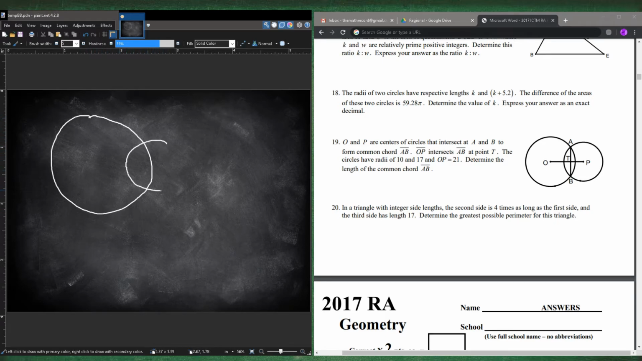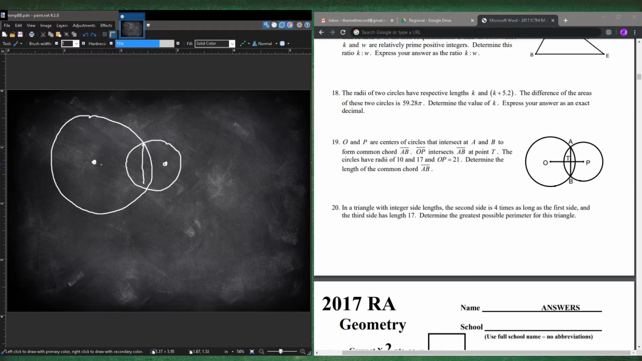Then we have a smaller circle, right? And then we have this. We have a center, center. Okay. We know the radii of the two circles are 10 and 17, right? So the larger one's obviously going to be 17 and the smaller one's 10, right? So if we know this entire length from this circle is 17, but the distance that they give us, OP, is 21, and this is 17, that means this length right here has to be a 4.